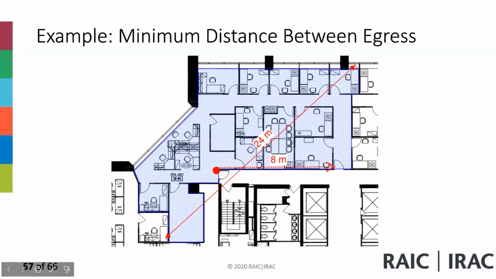Okay, so I've got one suite here. I've got the diagonal is 24. So 1/3 of that would be 8 meters. So my egress doors for my suite must be 8 meters, 1/3 of 24, apart.